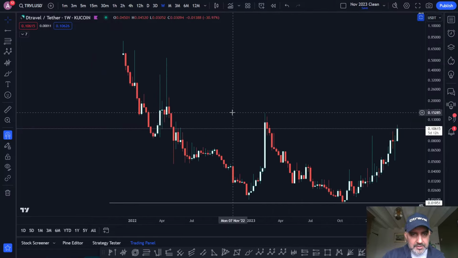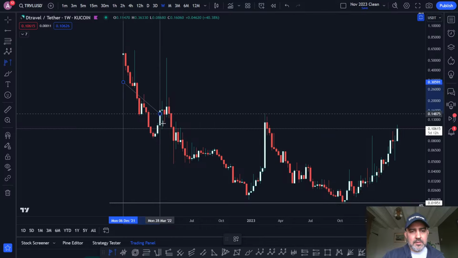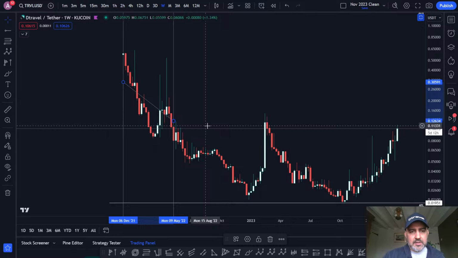Let me just have a look at this volume profile here, all the way to this candle here.